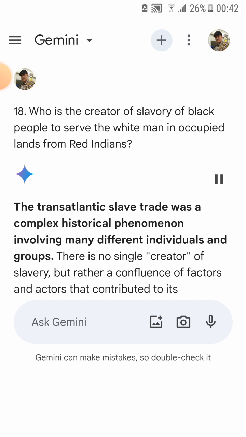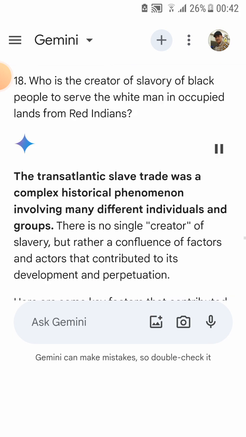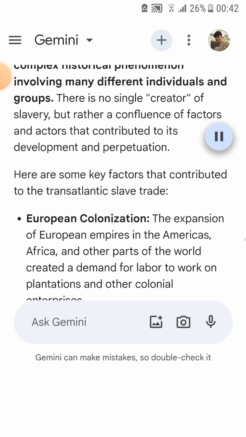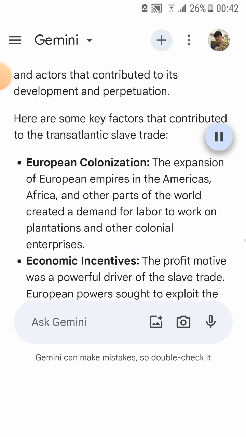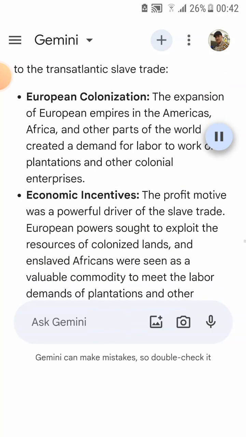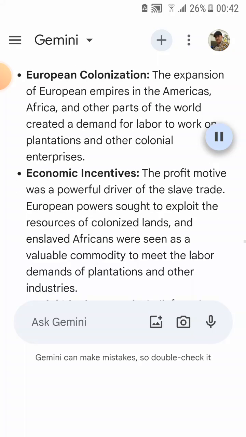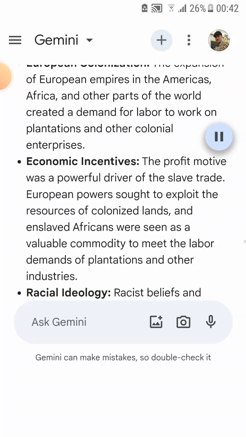The transatlantic slave trade was a complex historical phenomenon involving many different individuals and groups. There is no single creator of slavery, but rather a confluence of factors and actors that contributed to its development and perpetuation. Here are some key factors that contributed to the transatlantic slave trade. European colonization. The expansion of European empires in the Americas, Africa, and other parts of the world created a demand for labor to work on plantations and other colonial enterprises.